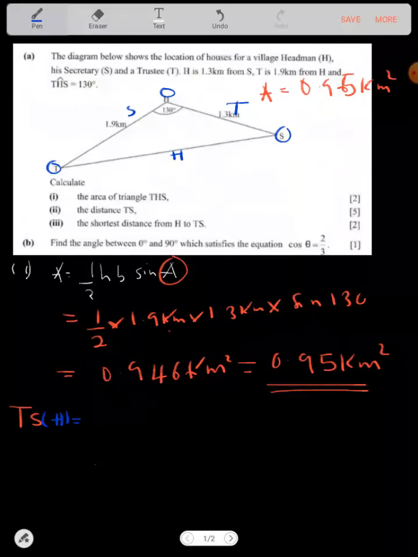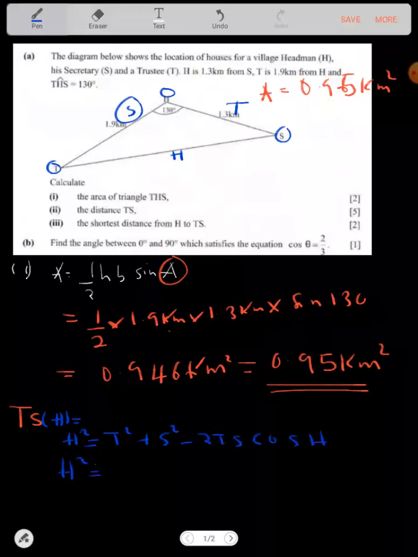We are going to use the cosine law. So we are saying H squared is equal to T squared plus S squared minus 2TS cos H. That's the angle that we need. So this is the formula that we're going to use. Now H squared is what we are looking for.